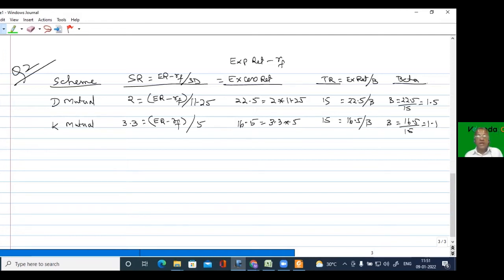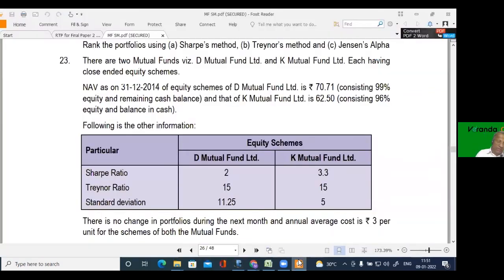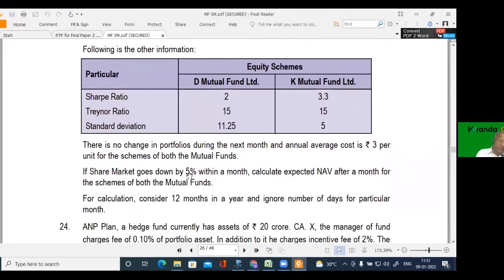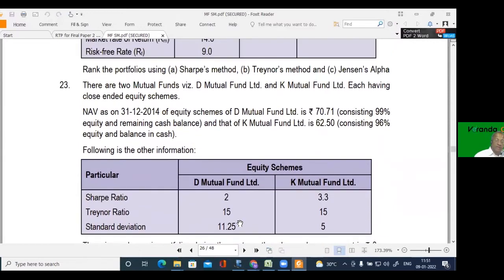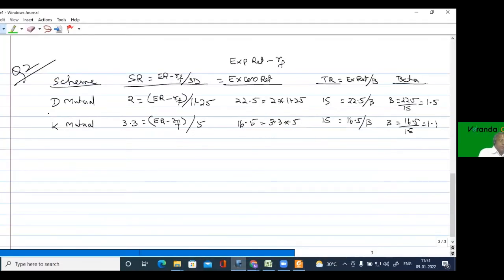So beta is a sensitivity of that particular fund for a given change in the market. They have mentioned that in a month's time, share market went down by 5% is what they have given. Correct. So this is working note number 1. So scheme working note number 2.